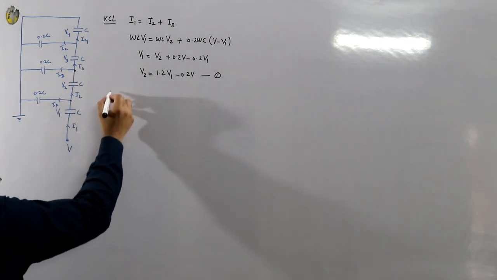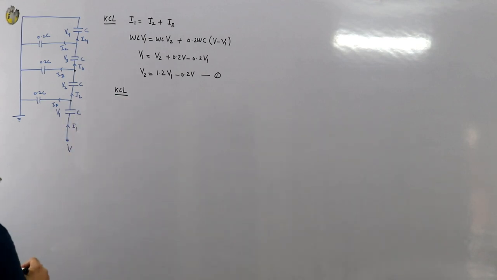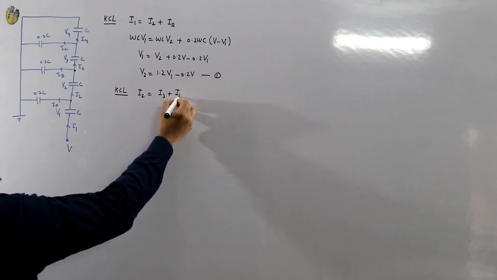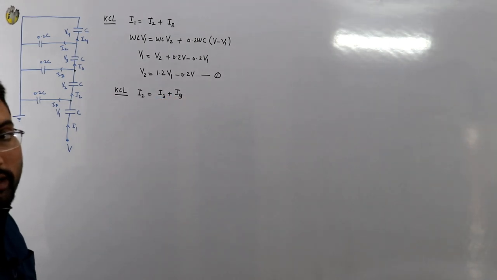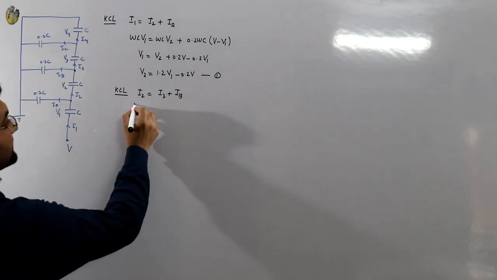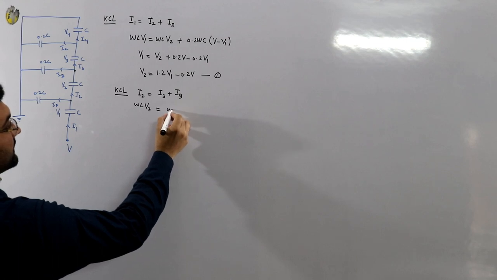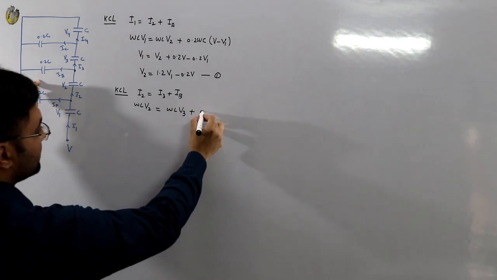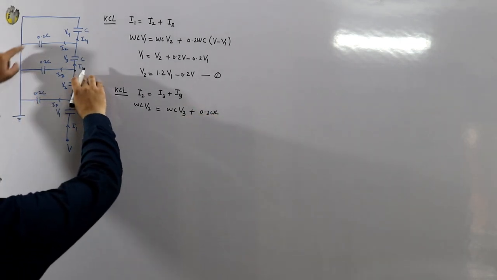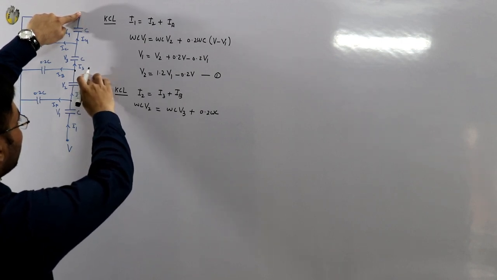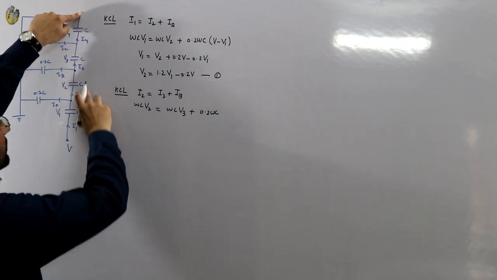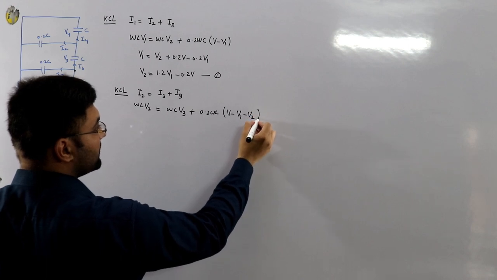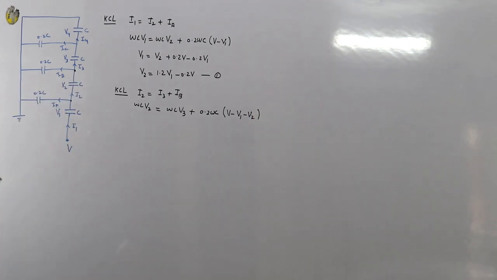KCL to node number 2 says: the entering current is I2 and the leaving currents are I3 and IB. The sum of entering is the sum of leaving. I2 is omega C V2. I3 is omega C V3, plus IB, which is 0.2 omega C, and the voltage across this would be V3 plus V4, or a total V minus V1 plus V2. So I would go for V minus V1 minus V2. Isn't it like this? It is.